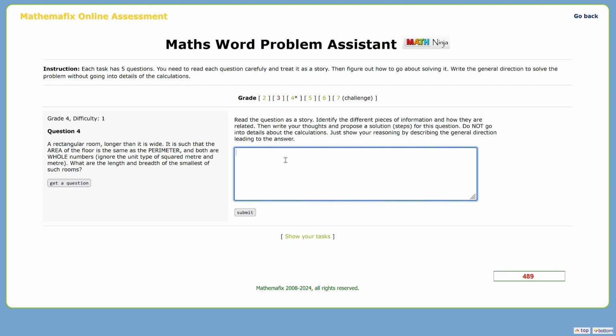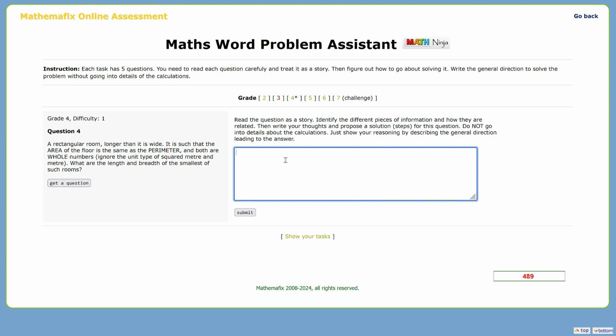In a rectangular room longer than it is wide, the area of the floor is the same as the perimeter, and both are whole numbers. Ignore the unit type of square centimeter and meter. What are the length and breadth of the smallest of such rooms? Oh no, this one is difficult.